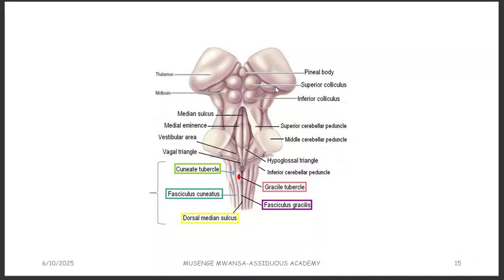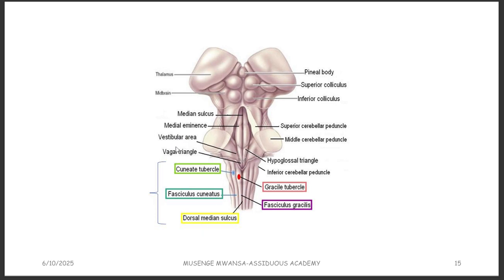Okay. So again, you can see the gracile tubercle, it contains the gracile nucleus. So that red dot there is the gracile nucleus. And then you have got the cuneate tubercle, which has got the cuneate nucleus. Take note, because you can just see those same dots, they'll give you a picture for you to be able to label. And then you have got the fasciculus cuneatus more lateral, and the fasciculus gracilis more medial, and then you have got the sulcus in the middle, the dorsal median sulcus.